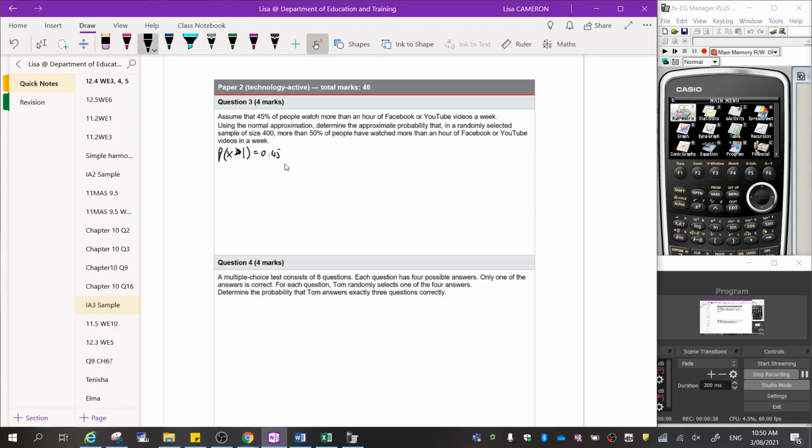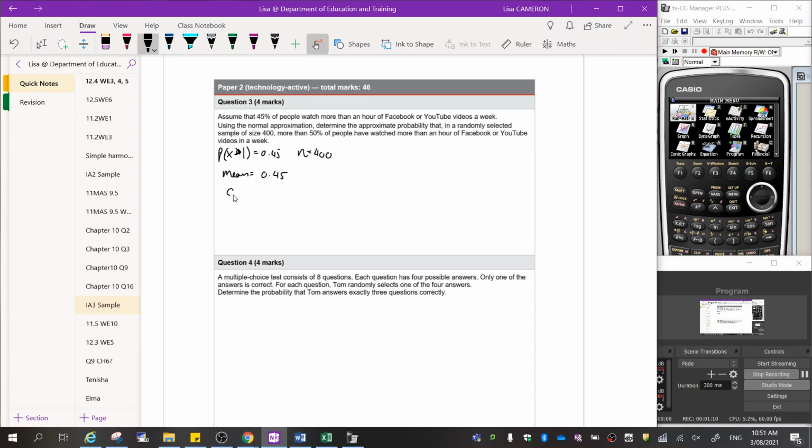Using the normal approximation, determine the approximate probability that, in a randomly selected sample of size n equals 400, more than 50% of people will have watched more than 1 hour of Facebook or YouTube in a week. Okay, so we're going to be looking at sample proportions in the statistics section. Now you'll see there that the mean is going to be equal to our probability, which is 0.45.